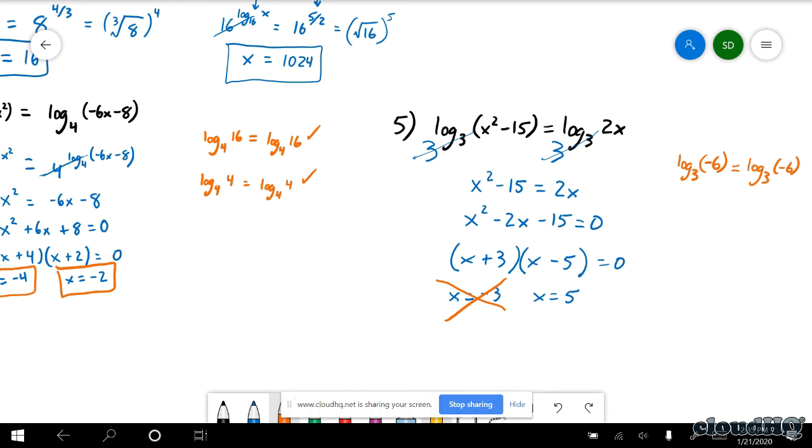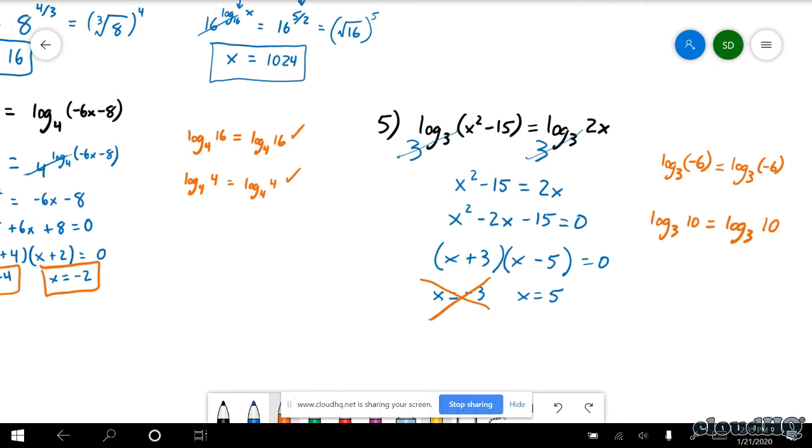Let's check 5 to see if it works. Sometimes neither of them work. 5 squared is 25. 25 minus 15 is 10. Plug it on the right side. 2 times 5, also 10. It's positive. Both of them work. That one is A-okay. So only one answer to that problem. Remember, it is possible for there to be 1, 2, or 0 answers on those.